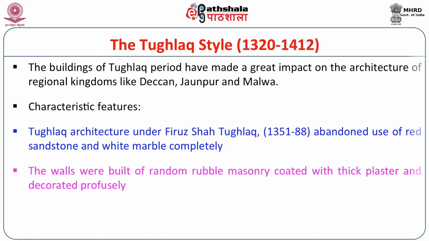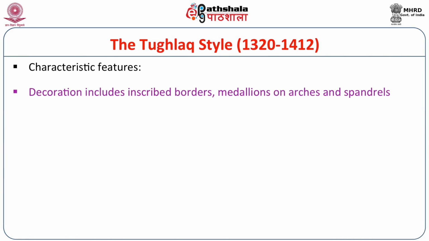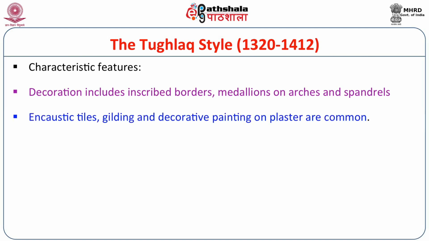Till now we have shown you in several cases that the outer side of the buildings was cased with red sandstone, sometimes with a band of white marble. When we come to the Tughlaq period, especially the end of it, the time of Firoz Shah Tughlaq, we find that fashion has been abandoned, and rather the entire building was built of random rubble masonry, coated with plaster and sometimes decorated profusely. Decorations include inscribed borders, medallions on arches and spandrels. The walls could also be decorated with encaustic tiles. Gilding and decorative painting on plaster are very common.